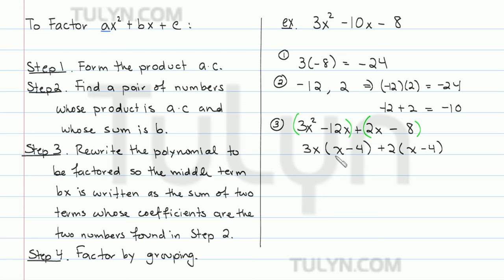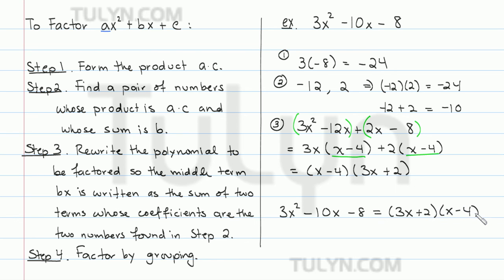And then the last step is to notice that they have an x minus 4 in common. So if you factor out an x minus 4, what's left? Well, the first term is a 3x, and then the second term is 2. So in other words, 3x squared minus 10x minus 8 factors into 3x plus 2 times x minus 4.